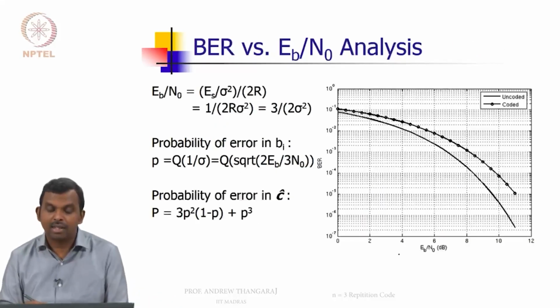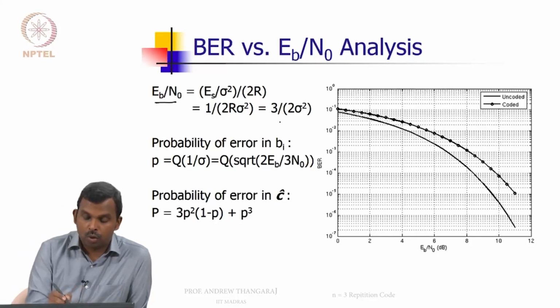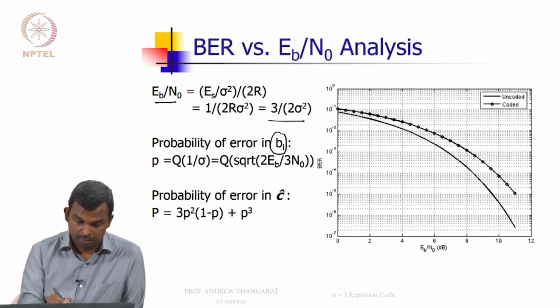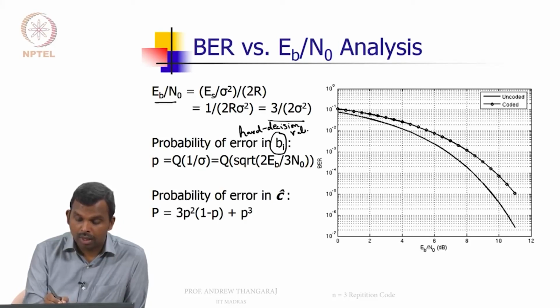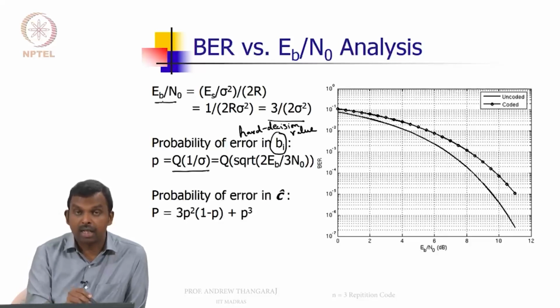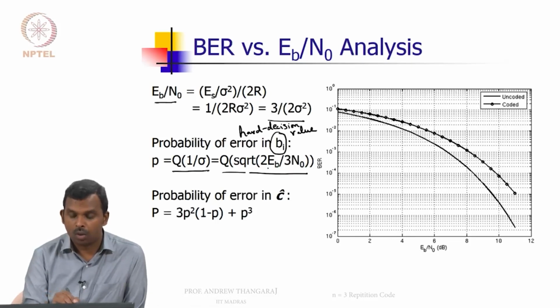So, one can do an analysis of BER versus Eb over N naught. I have shown that here. You can see Eb over N naught for the coded case is 3 by 2 sigma squared, and the probability of error in b_i, the hard decision value, we saw before is Q of 1 by sigma. Now, 1 by sigma you can rewrite in terms of Eb over N naught: you put 1 by sigma equals square root of 2 Eb over N naught by 3, which is what I have done here, and you get Q of this. So, this is the formula. This is the probability of error in b_i.